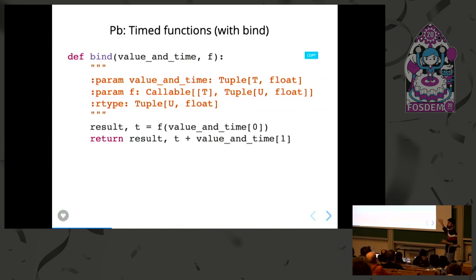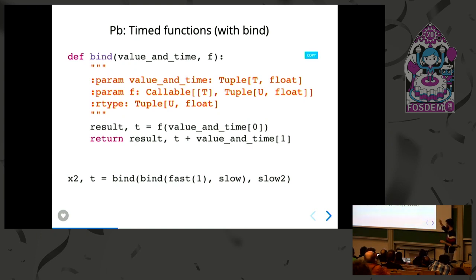So let's introduce a function that I call bind, which takes as arguments a tuple of some value and the time of execution, and a function f. You can imagine that the time stored in the first argument is the time that has been computed and accumulated so far. The bind function is just going to apply the function on the value which is stored at the zero index of the tuple and compute the new time of execution, and then return the result and the time we had before plus the new time of execution. So with this bind function, which abstracts away the things which were repeated before, we can rewrite our example this way. And T contains the total time of execution.